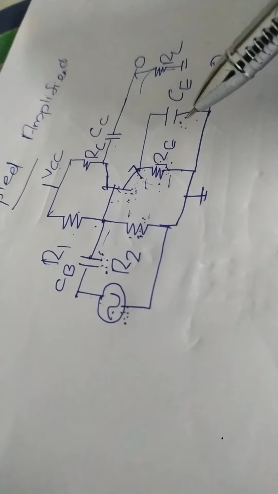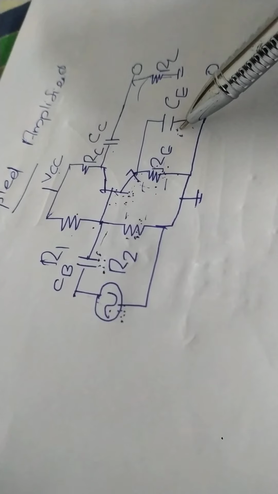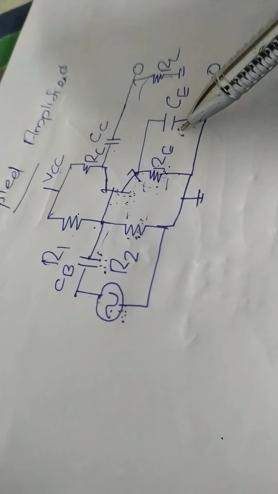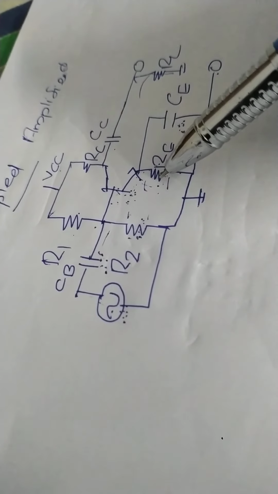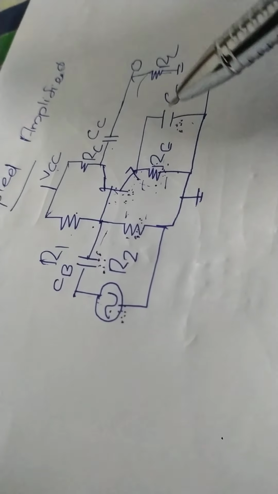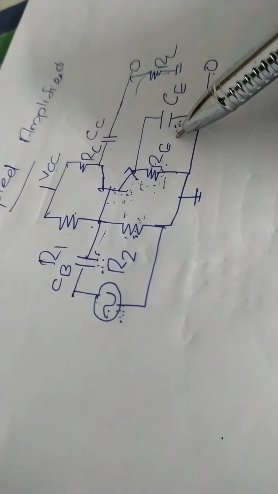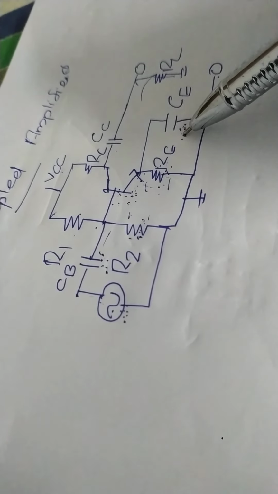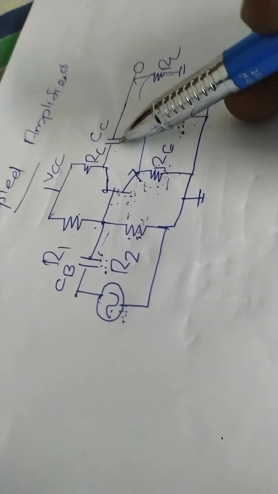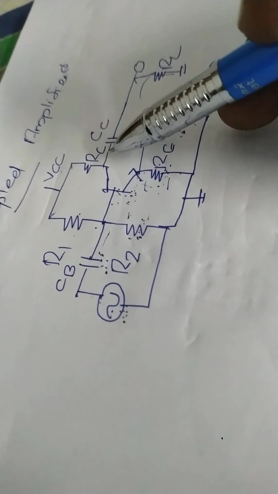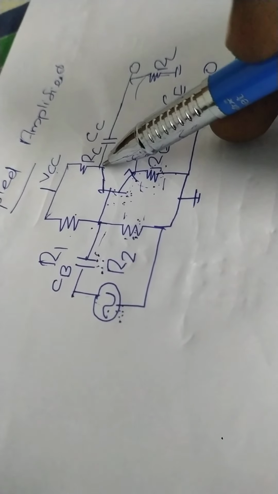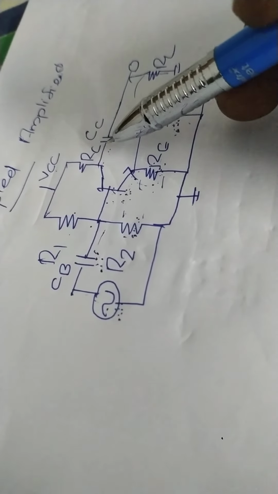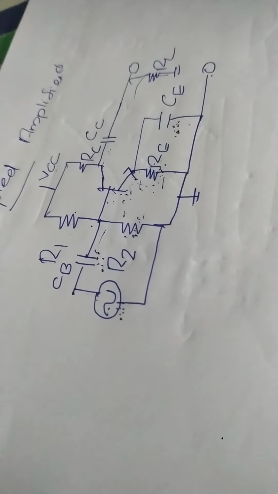This bypass capacitor increases the stability of the circuit. If a voltage were developed across the resistor, the stability would decrease. So to protect the stability of the circuit, we use this capacitor. The collector coupling capacitor is also used to take the output from the collector region. It also passes only the AC signal and blocks the DC signal.